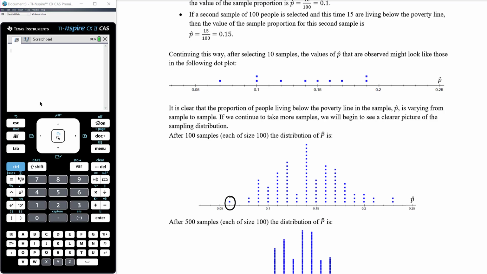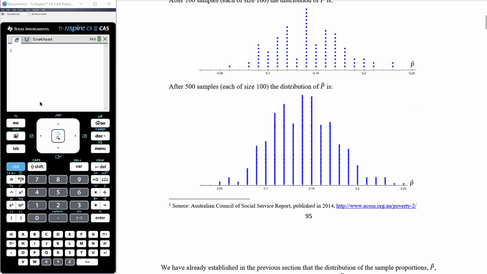Anyway, in one of them, the sample proportion was 0.06. In two of them, the sample proportion was 0.23. In three of them, the sample proportion was 0.13, etc. So we're starting to get this sense. If we were to take 500 samples, each of size 100, the distribution of p hat becomes this. So we see the more samples we take, and hence the more times we do this, the more normal this is looking. The more bell-shaped this is looking.